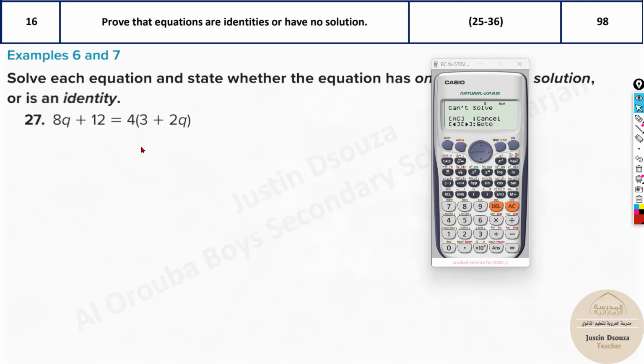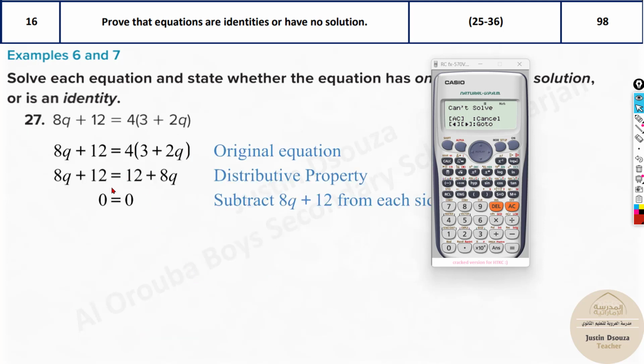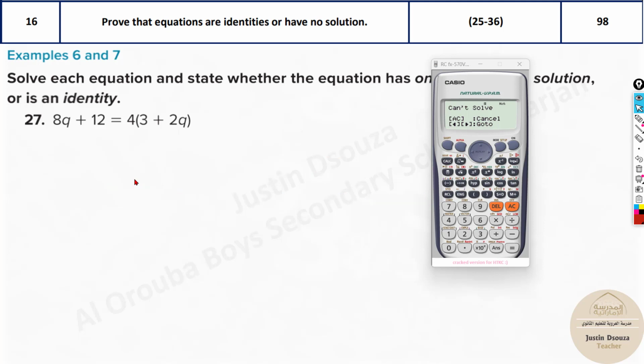And even over here, I think it's okay. Now this is an identity. We will solve this because this is a little different type, and we will check it in calculator as well. Now here you have 8q, okay, plus 12 equals 4 times 3 is 12 plus 8q. Now we know this 8q cancels. But look here, what happened? 12 equals 12. Yes, this is true.